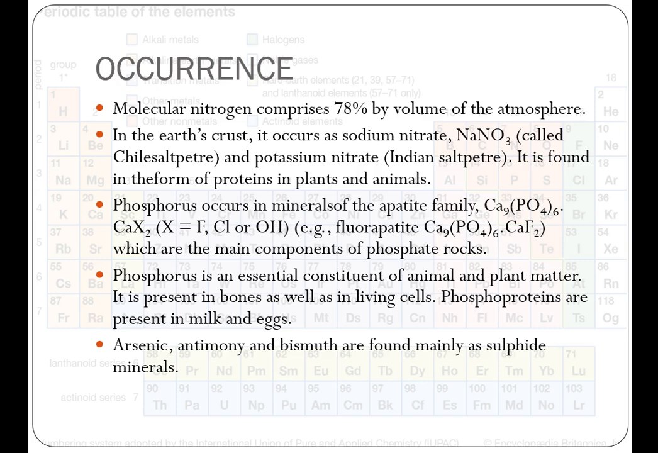Phosphorus occurs in the minerals of the apatite family, like fluorapatite. These are the main components of phosphate rocks. Phosphorus is an essential constituent of animal and plant matter. It is present in bones as well as in living cells. Phosphoproteins are also present in milk and eggs. Arsenic, antimony and bismuth are found mainly as their sulfides.